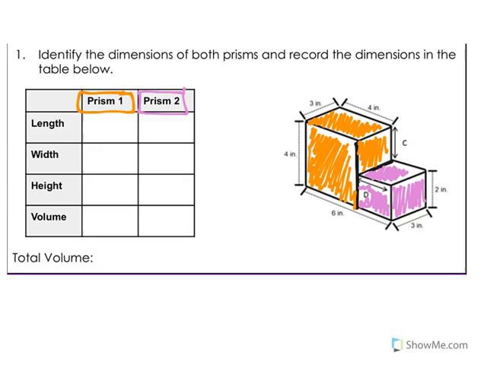Okay, so first thing we need to do is find the length, width, and height of the first prism, our orange prism. We want to make sure that when we're identifying the lengths, we're only using the length to identify that prism. So let's go ahead and start with prism 1, our orange prism here. I'm going to go ahead and delete this stuff so we can just focus on the orange one.